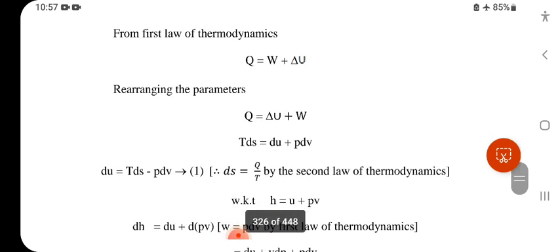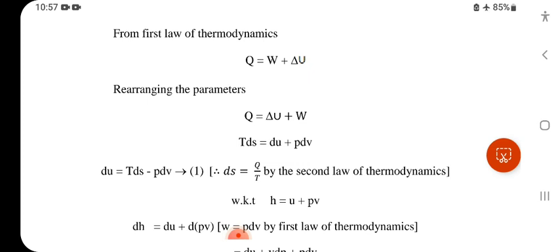So, we have to apply the TdS equation, TdS equal to dU plus PdV. Rearranging the parameters, dU equal to TdS minus PdV. We take it as equation 1. Therefore, dS equal to dQ by T. From the second law of thermodynamics, the temperature will change with respect to the heat transfer.